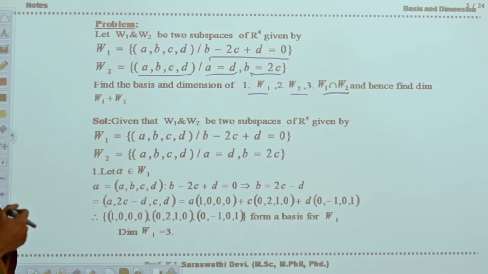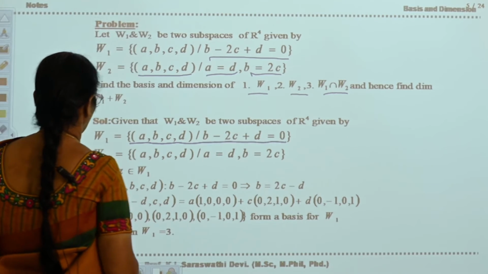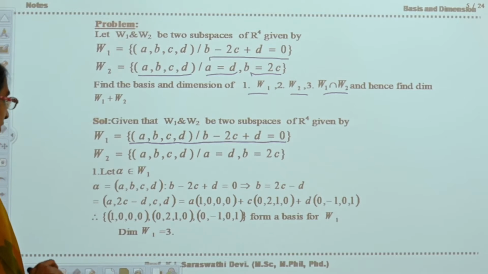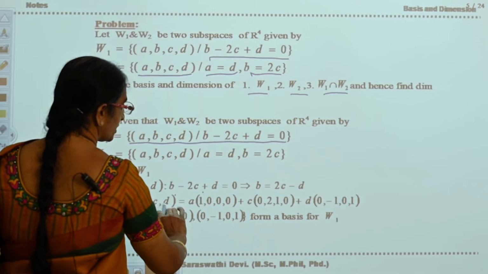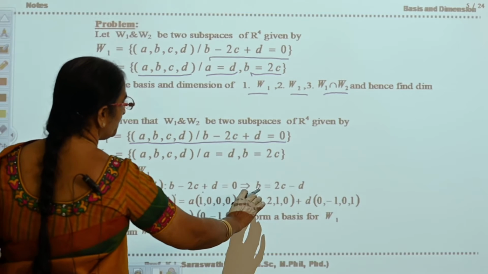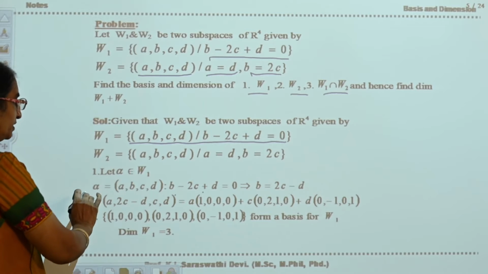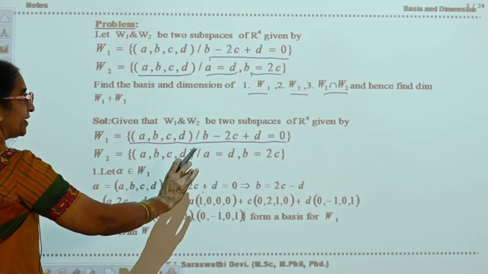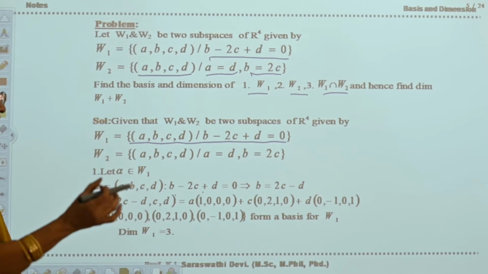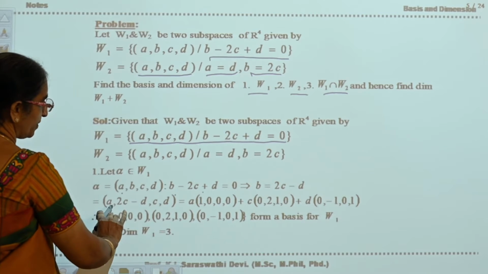Now see here. Given that W1 is the set of (a, b, c, d), let alpha belong to W1. Then alpha is equal to (a, b, c, d), and b - 2c + d = 0 implies b = 2c - d. That means here you have taken alpha as (a, b, c, d). From this equation you are able to find the value of b in terms of c and d. So instead of 4 constants you are making them into 3.